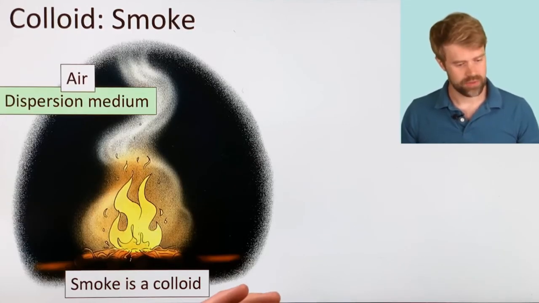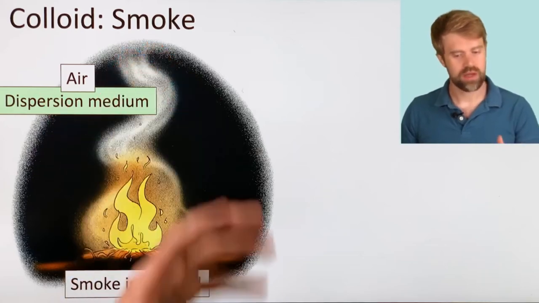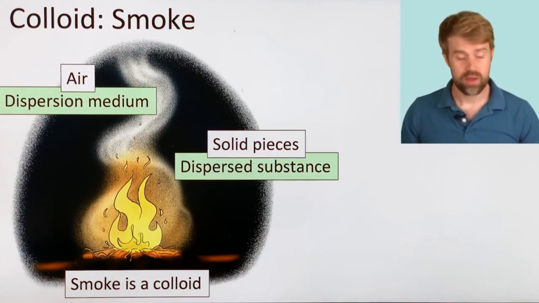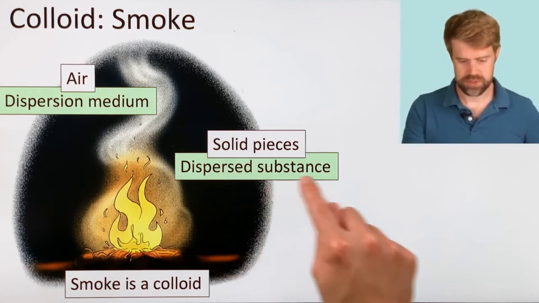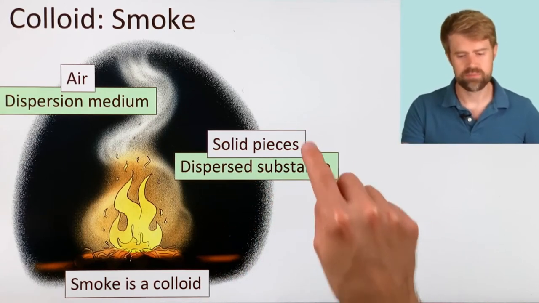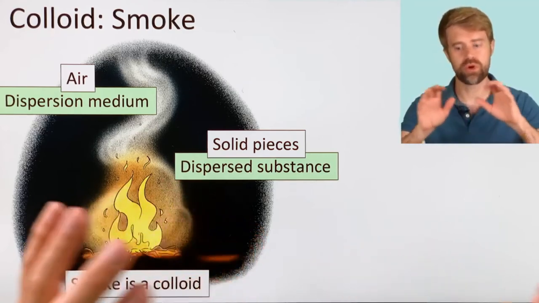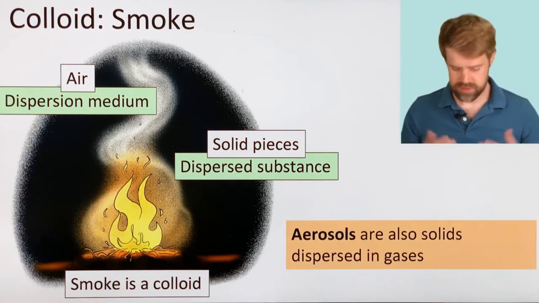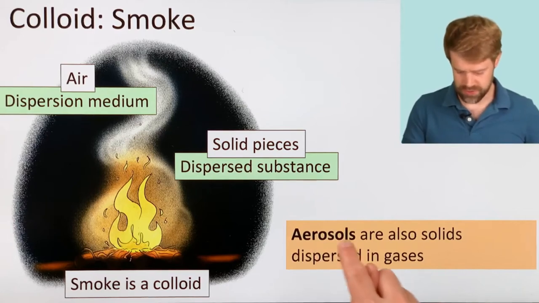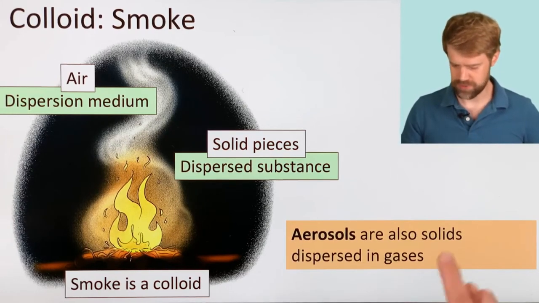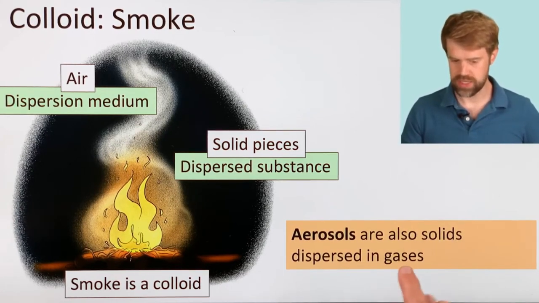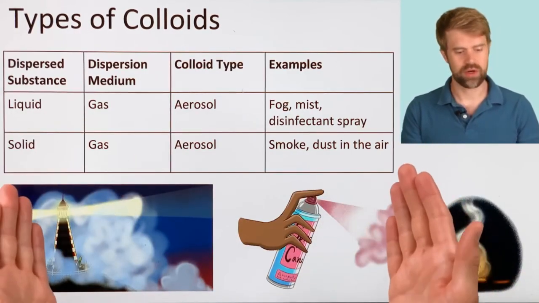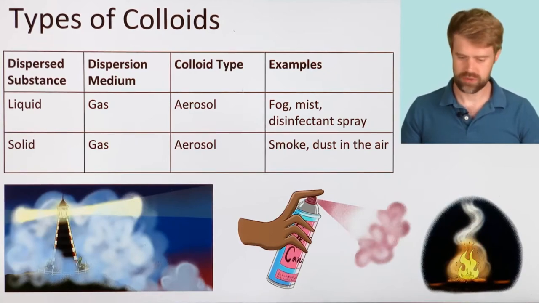Another type of colloid is smoke. Like fog, the dispersion medium is air. But with smoke, the dispersed substance is solid: tiny pieces of burnt wood, rubber, paper. This type of colloid is also called an aerosol. Solid dispersed in gas. We can build kind of a table here for the different types of colloids.